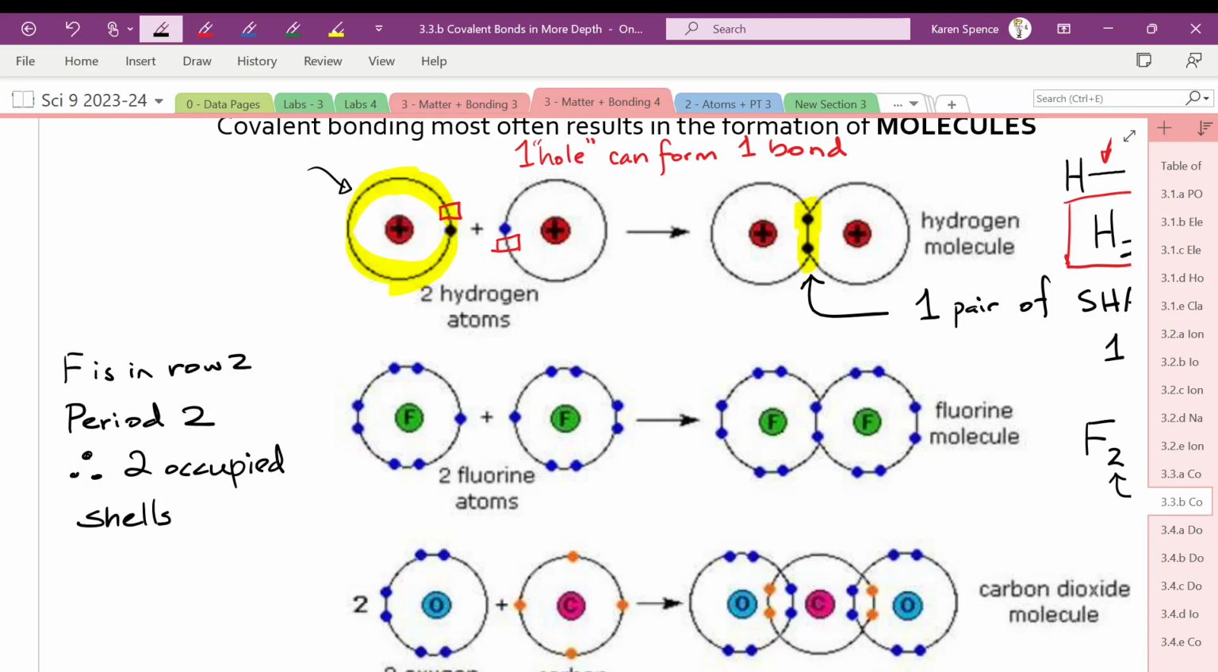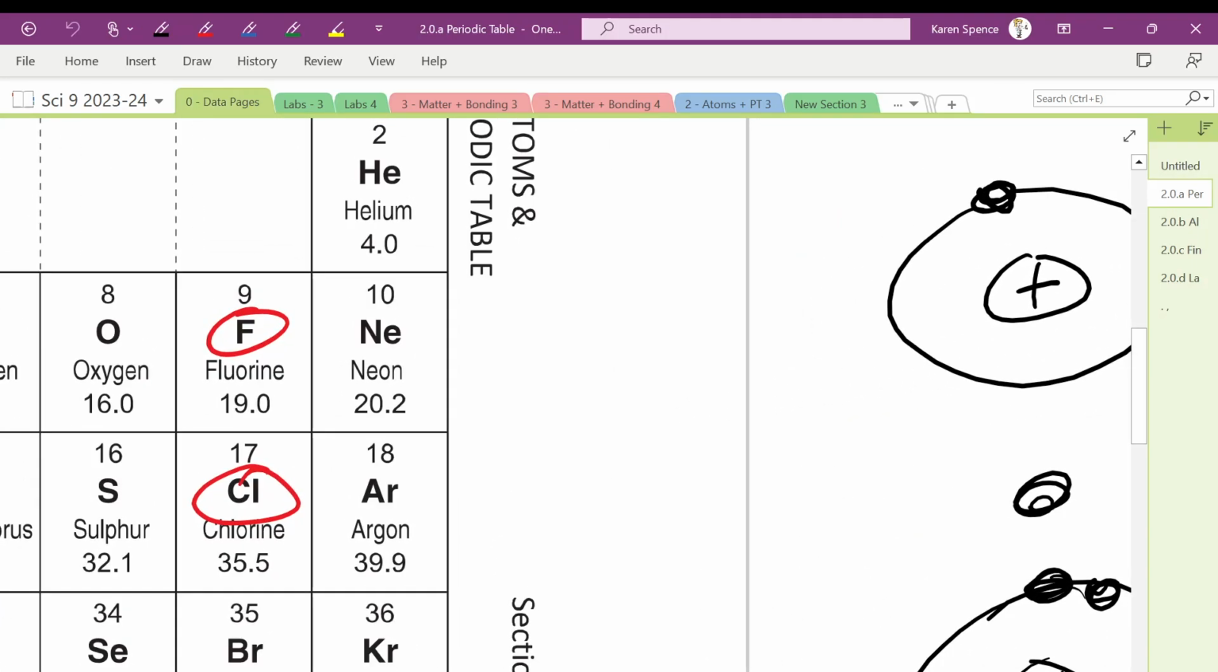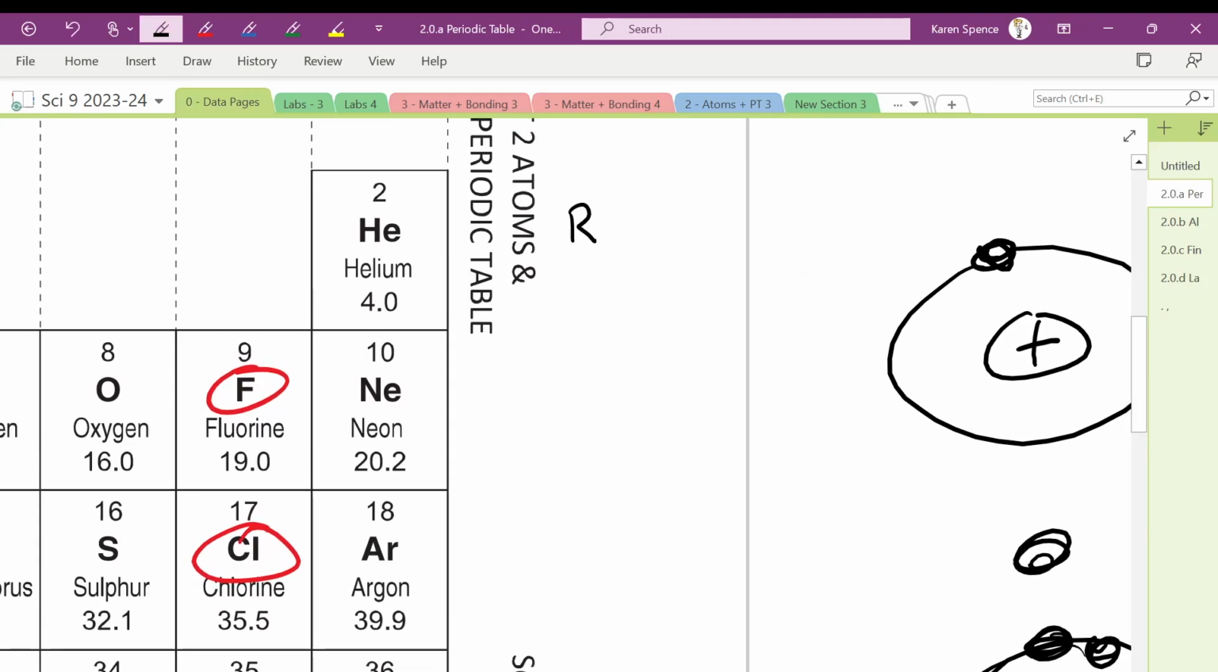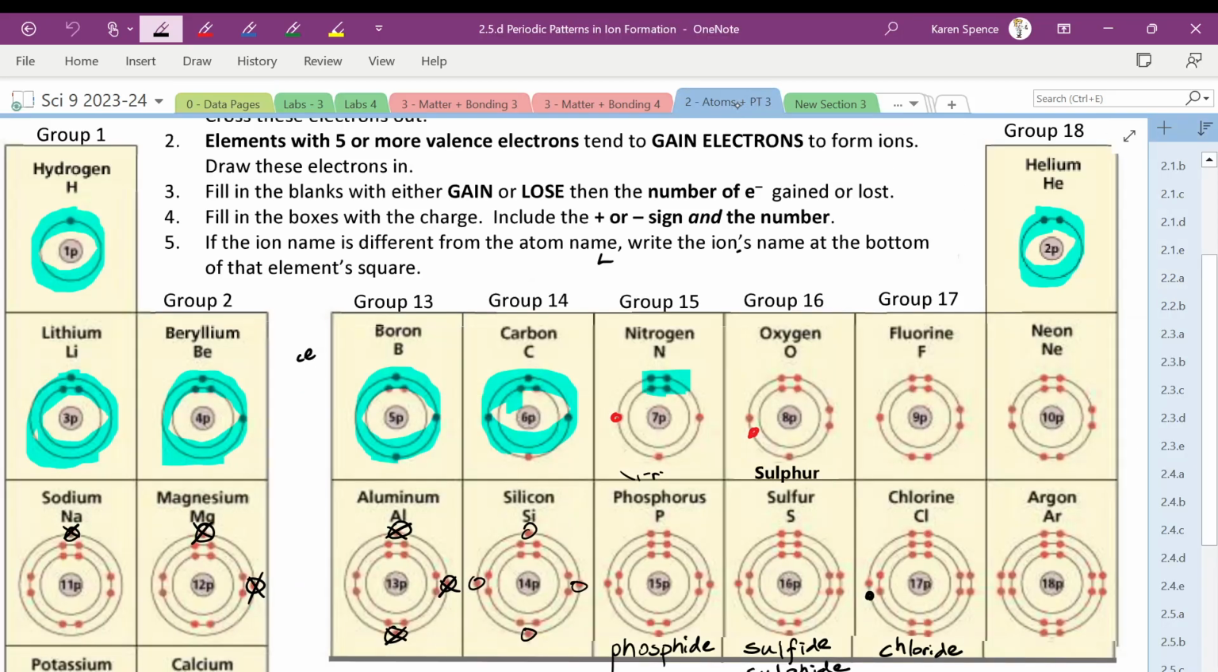Yes, of course. So if I was to say, okay, let's not talk about fluorine, let's talk about chlorine. Let's just go over here. So this is row 1, row 2, row 3. In other words, period 1, period 2, period 3. How many occupied shells would chlorine have? It would have 3. And if you've forgotten why, let's just bop back here for a minute, okay?